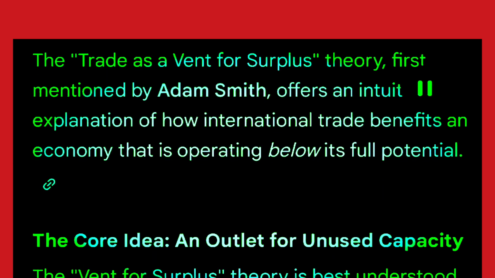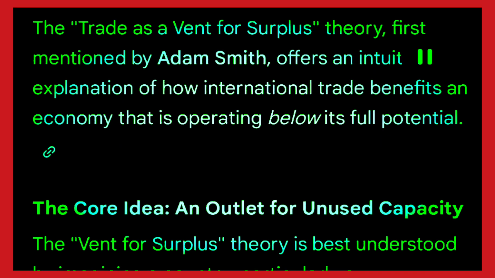The vent for surplus theory, first mentioned by Adam Smith, offers an intuitive explanation of how international trade benefits an economy that is operating below its full potential. The core idea: an outlet for unused capacity.